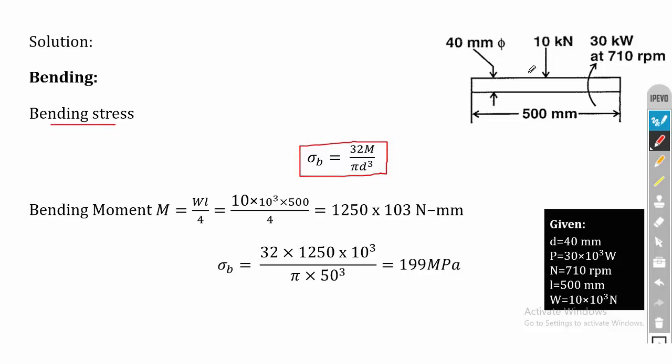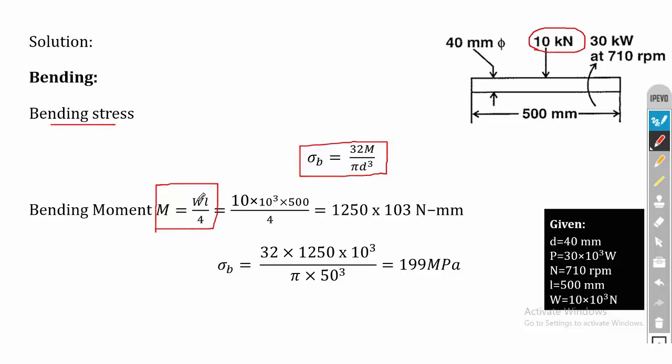As I told earlier, the shaft is a simply supported one and a point load is acting at the center. For a simply supported beam with a point load at the center, we know that the bending moment M is equal to WL by 4. This is the maximum bending moment for a simply supported beam carrying a point load at the center. We have already studied this formula in our strength of materials.